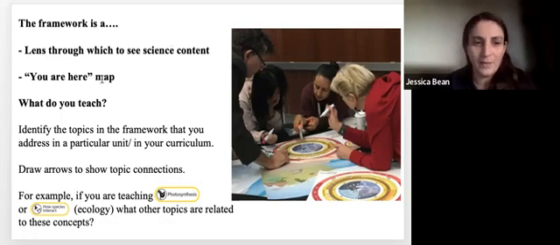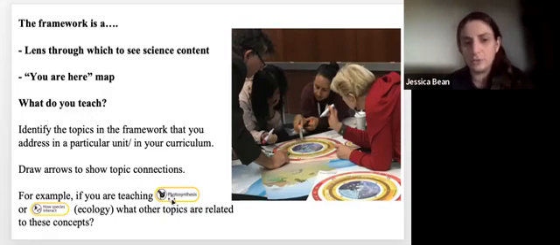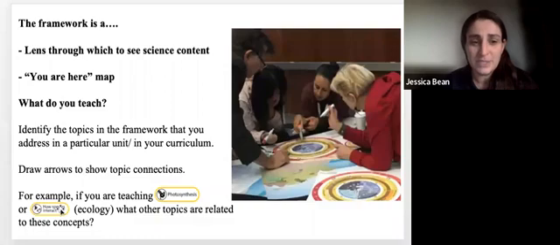If we had more time, we would look at this together and think about what you teach. What are the topics? Circle them and then try to draw some connections across them. For example, if you teach about photosynthesis or how plants grow, or species interactions, what are the other things that you could be teaching within that context?